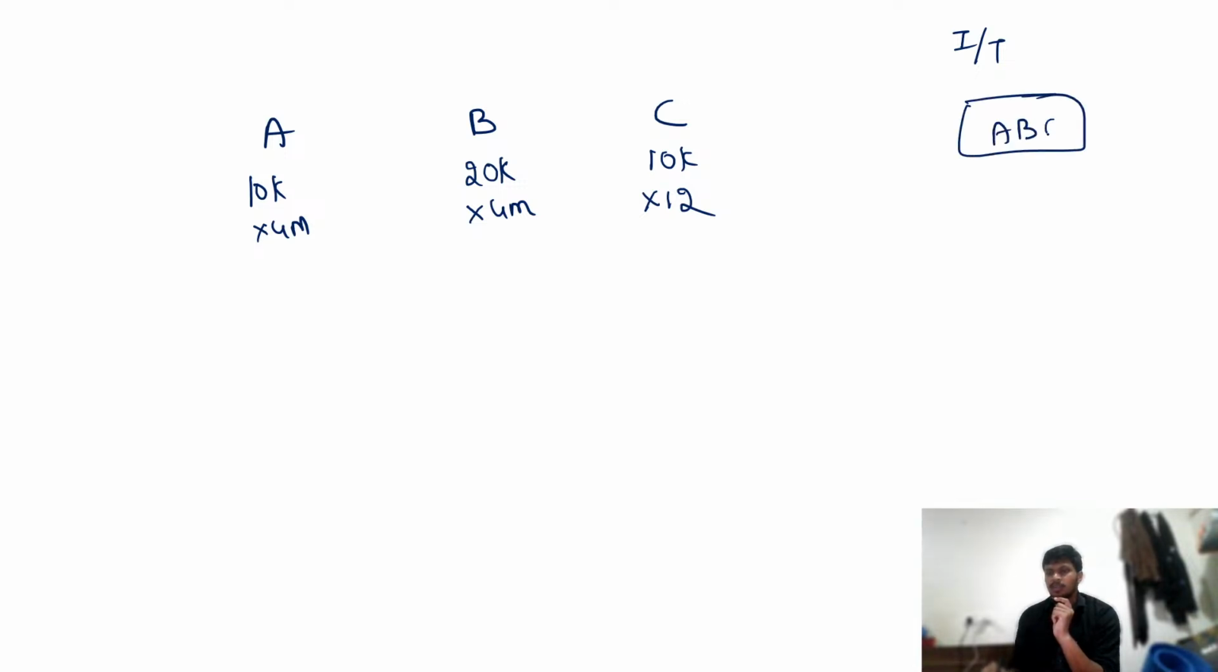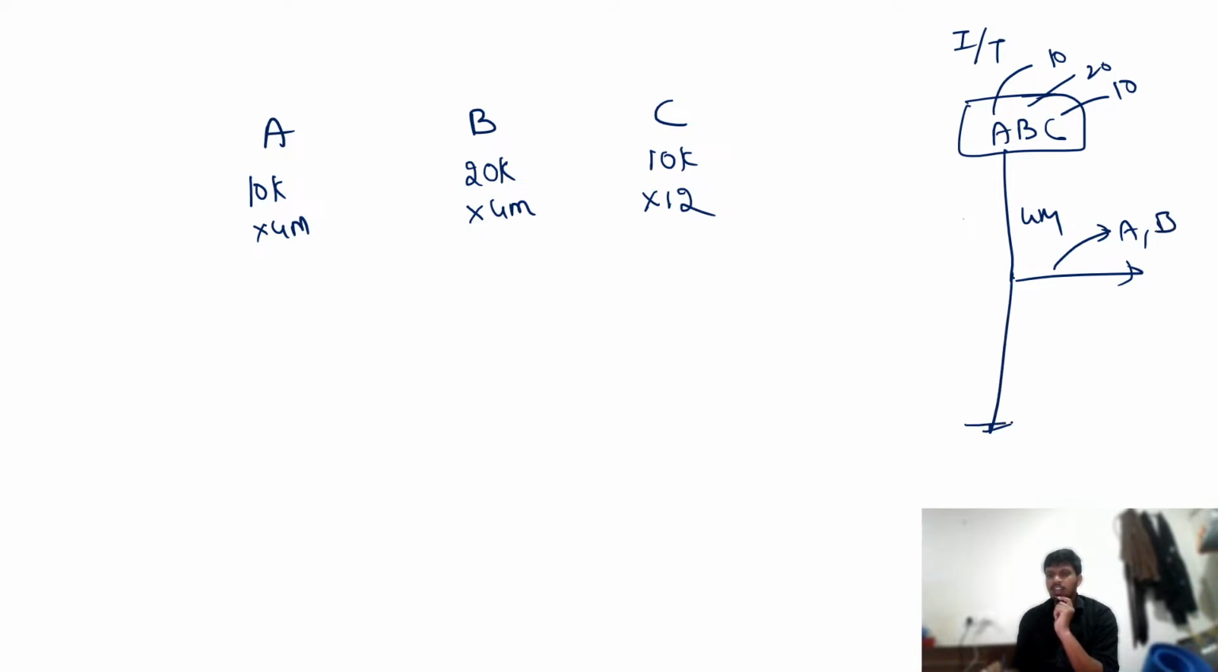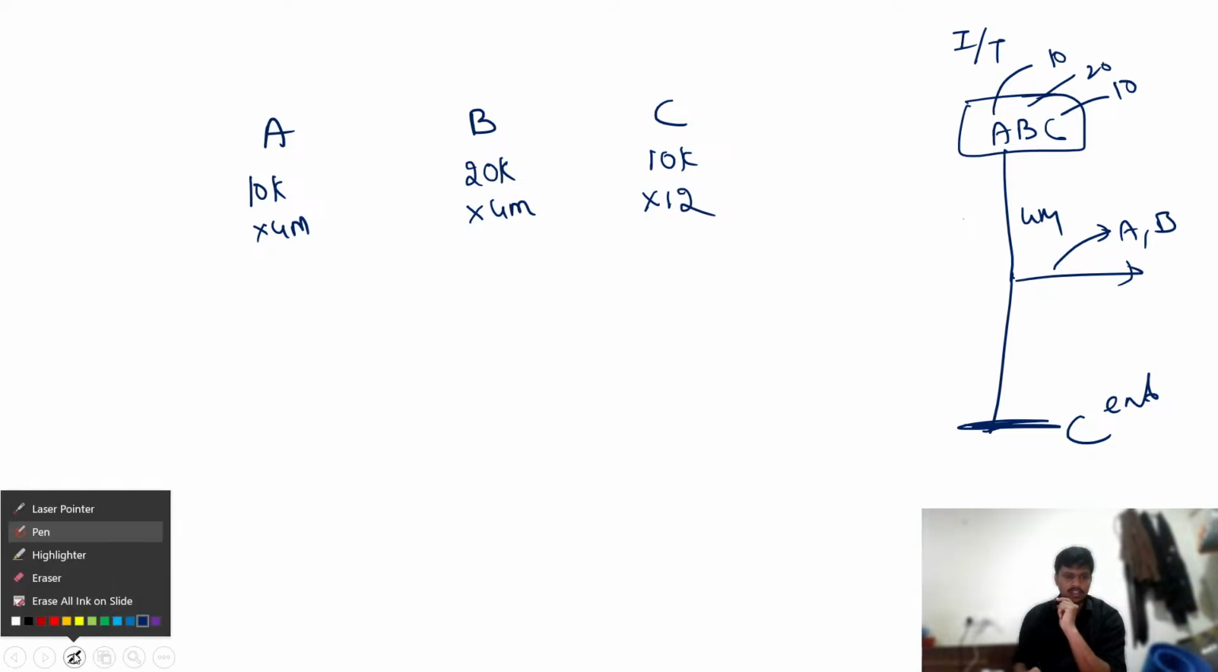All of them started the business by investing 10k, 20k and 10k, but after 4 months, A and B left the business. After that, C continued to do the business till the end of the year. Now how are you going to divide the profit? Because here we have different investments, or for your convenience I will change the numbers if you are getting confused.